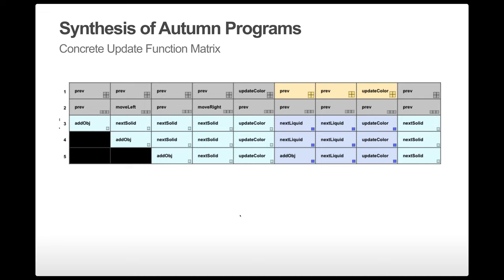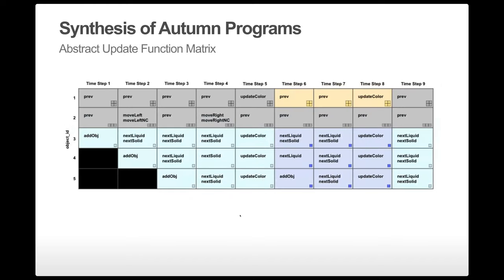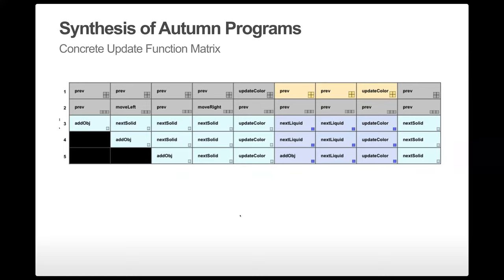And we order them, I won't go so much into the details, but at a high level, we favor update functions which appear throughout the entire matrix on a type level. So for example, if we go back and look at object three, we see that ultimately we choose next solid, and that's because next solid appears more often within the type of that object. And so this is a heuristic, you could think of it as a prior, which encodes some things that we think are true about the world, and allows us to find good programs earlier.